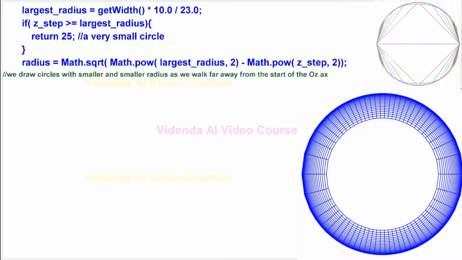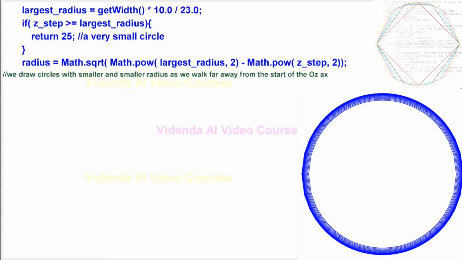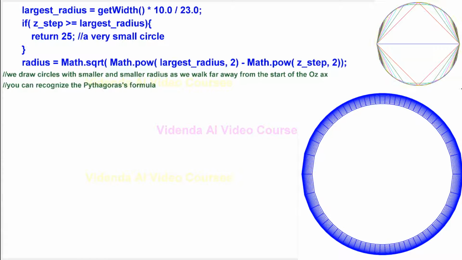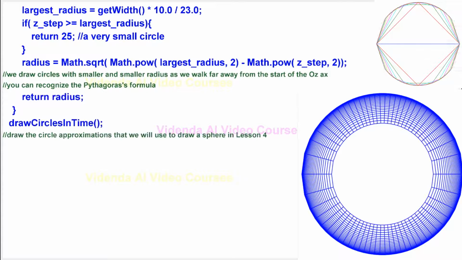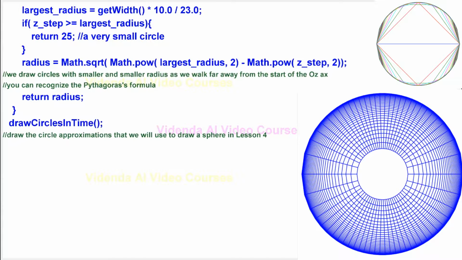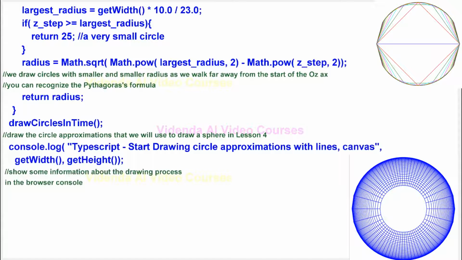We draw circles with smaller and smaller radius as we walk far away from the start of the axis. You can recognize the Pythagoras' formula. Draw the circle approximations that we will use to draw a sphere in lesson 4. Show some information about the drawing process in the browser console.